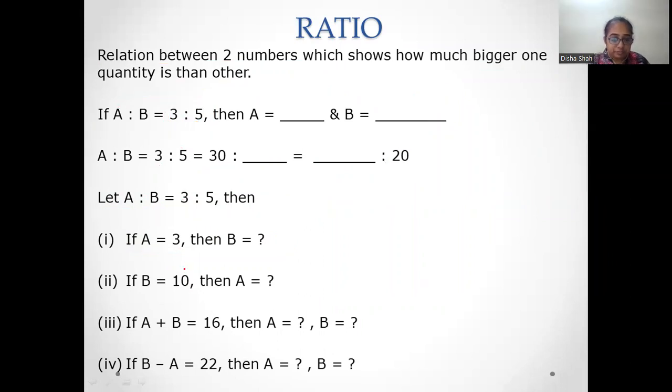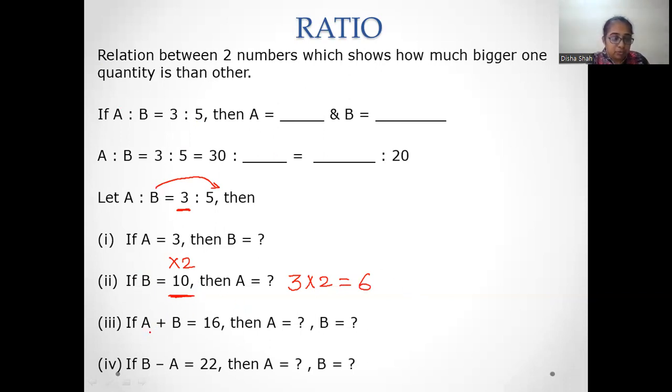Next, if B is equal to 10, meaning as per the ratio, what is the value of B? As per the ratio, the value of B is 5. But here the value is 10. So how did 5 become 10? We multiplied by 2. So you have to multiply A also by 2. As per the ratio, A is 3. So it is 3 into 2, which is equal to 6. It means if B is equal to 10, then A is equal to 6.